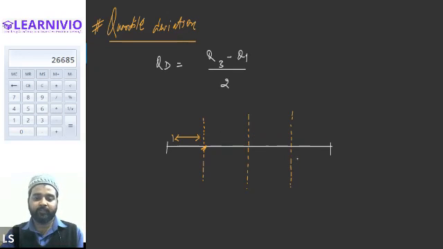So all these points that cut the series into 4 equal parts are known as the quartiles. So there are 3 types of quartile, Alexander. We have Q1, then this is called Q2, and this is called Q3.